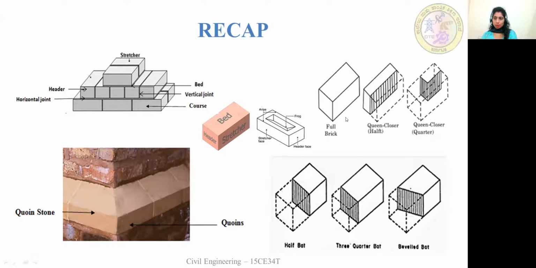Next, we have seen closure. See, this is a full brick. If we cut the brick lengthwise, then it is known as queen closure. Okay, next, if we cut the brick widthwise, then it is known as bat.